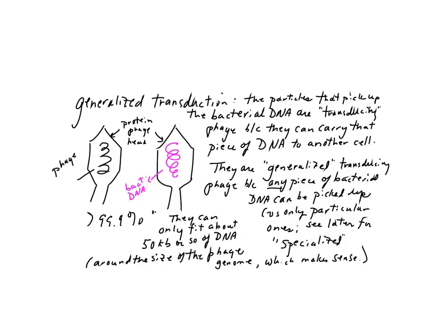Okay. Here's a picture. More than 99% of the phage are actual phage, where the phage has packaged its DNA into new particles, assembling them inside the cell, but at some frequency you get, instead of phage DNA, bacterial DNA. And that will then be transferred to another cell. And it's generalized because any piece of DNA can be carried.